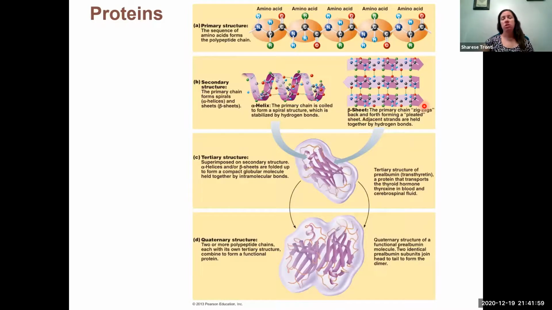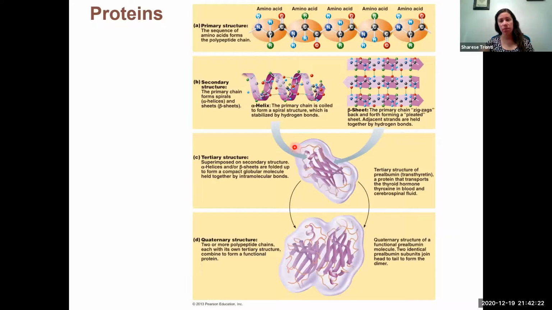Third is the tertiary structure. So this is the total globular structure of the protein. We have one protein chain here, and the way that it all ends up folding up is going to be the tertiary structure. In our tertiary structure image here, we can see an example of an alpha helix here.